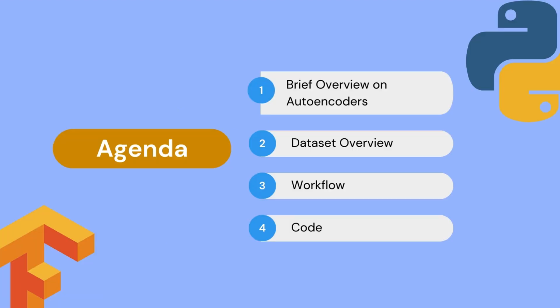This video will be split up into four main sections. We will first briefly talk about autoencoders, what they are and their applications, as well as their application in anomaly detection, which is the topic of our video. We will then briefly talk about the dataset that we will be using during this tutorial and our implementation workflow, and finally, we will take a look at the code.